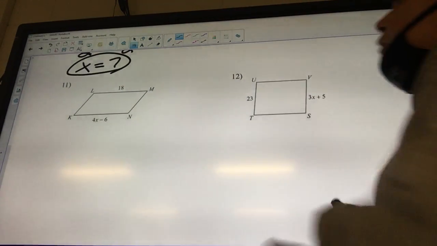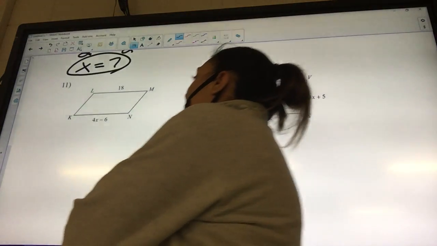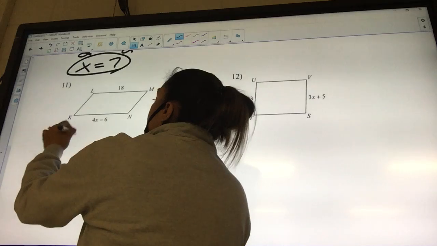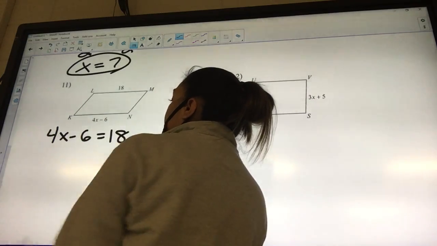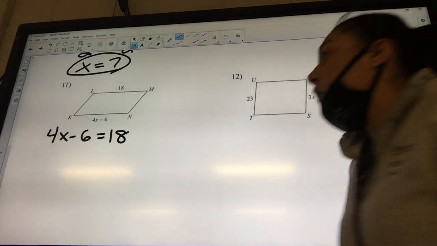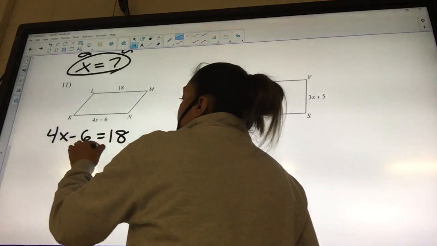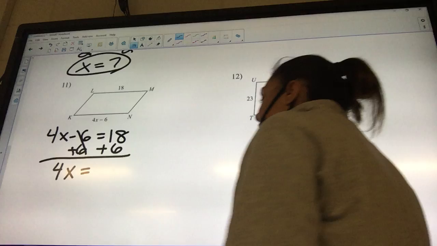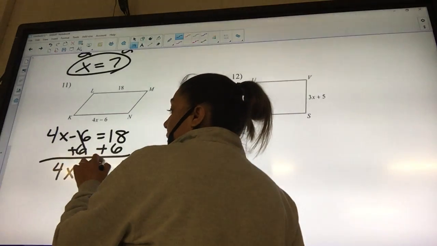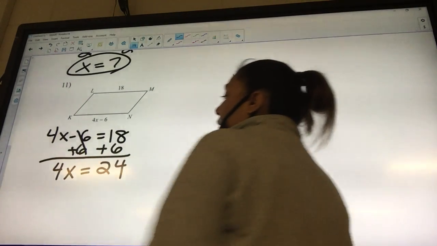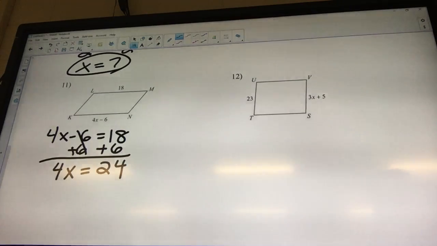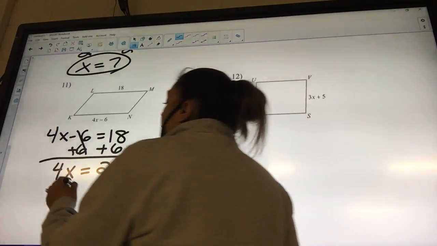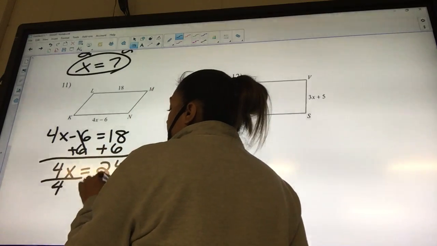Okay, so one side is 18, one side is 4x minus 6. 4x minus 6 equals 18. So plus 6 on both sides. So I got 4x equals 18 plus 6. Permission to calculate that real quick. 24. Good. We got 4x equals 24. So divide. X equals 6.